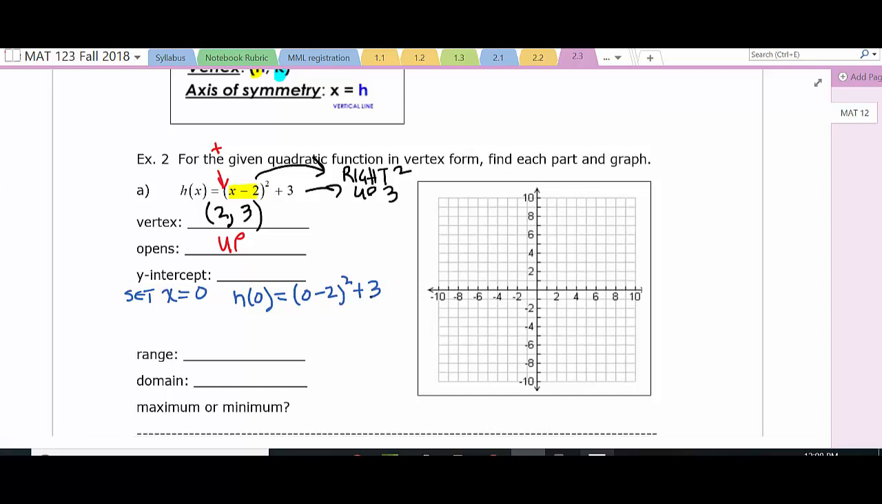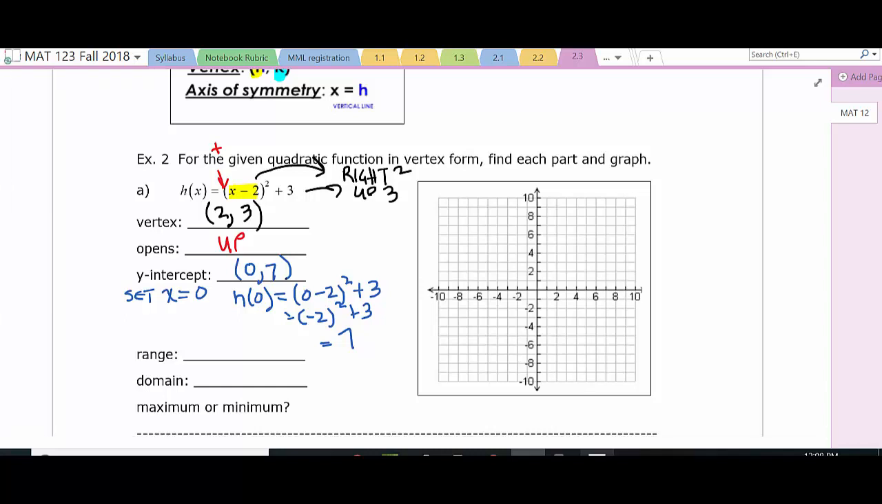Okay? Y-intercepts are always done the same way. So that's going to give negative 2 squared plus 3. What is that in your head? 7, right? Because that's 4 plus 3, so that's 7. So your y-intercept is going to be (0, 7). Okay, like that.